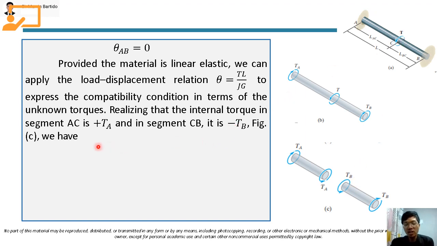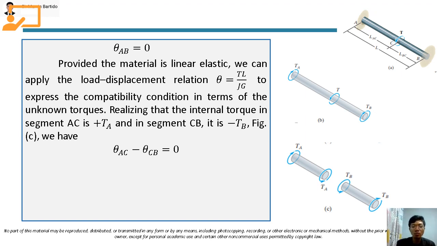So from here, class, if we are going to sum up the angle of twist of segment AC and segment CB, this will be the angle of twist in segment AC minus the angle of twist in segment CB, and this will be equal to 0, since there will be no angle of twist at both ends, since they are restrained at both ends.